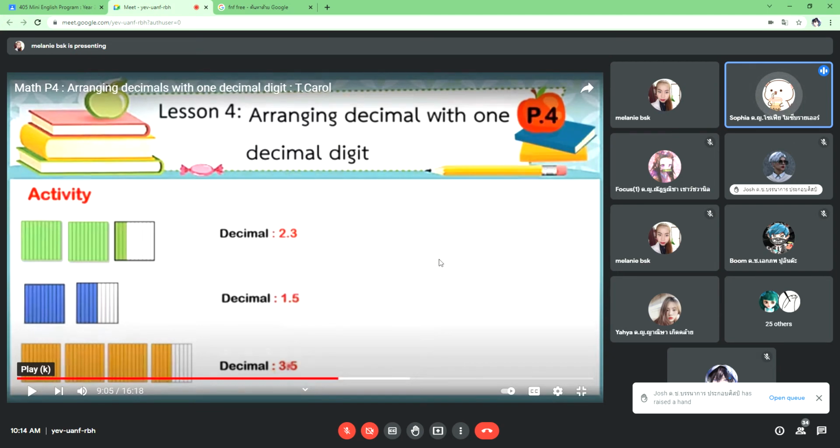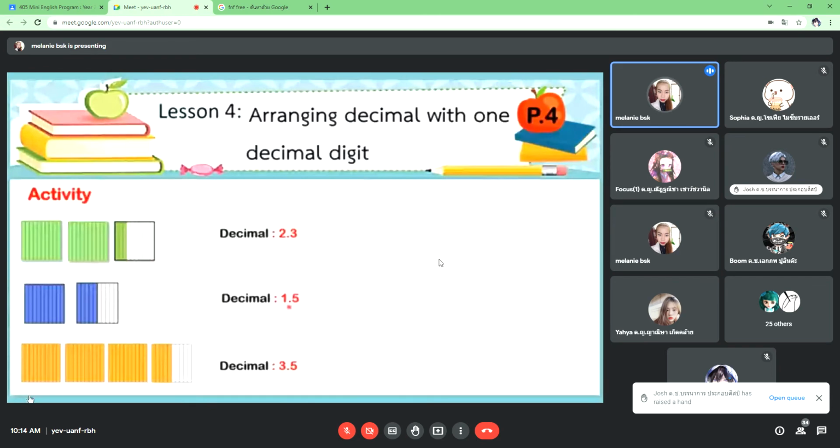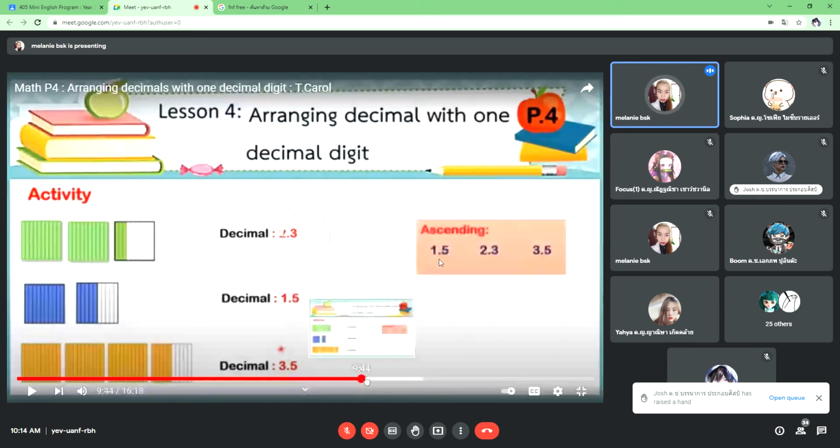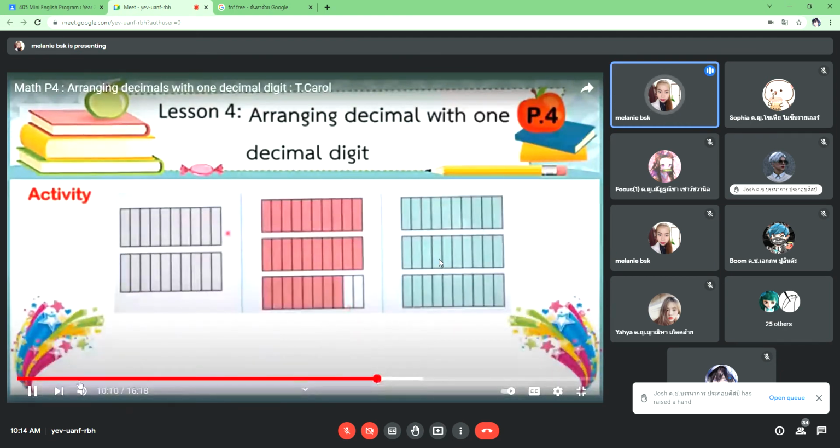Descending order. 3.5. And then what would be the next? 2.3, and then what would be the last? 1.5. Okay, great job, children. Now maybe we're going to have another example. You look first at the whole numbers. We have this one, 1.5, 2.3, 3.5 in descending order. We're going to have an example in this one, children.